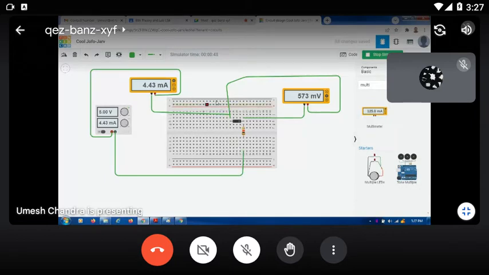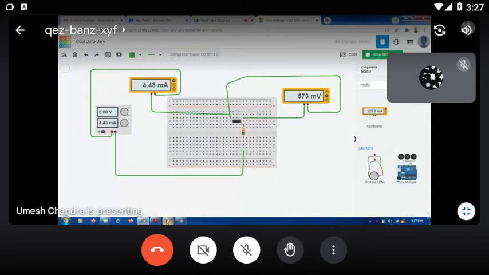Then you fill up the observation table. Just vary the power supply 0.1, 0.2, up to 5 volt. Then note down the diode voltage and diode current. And then after that you calculate DC resistances and AC resistances. Then you plot the graph on simple graph paper.